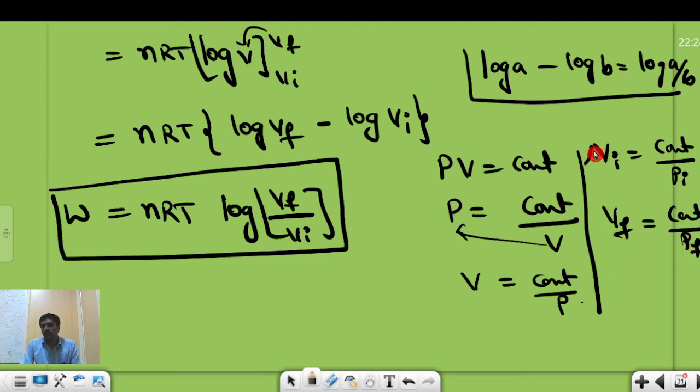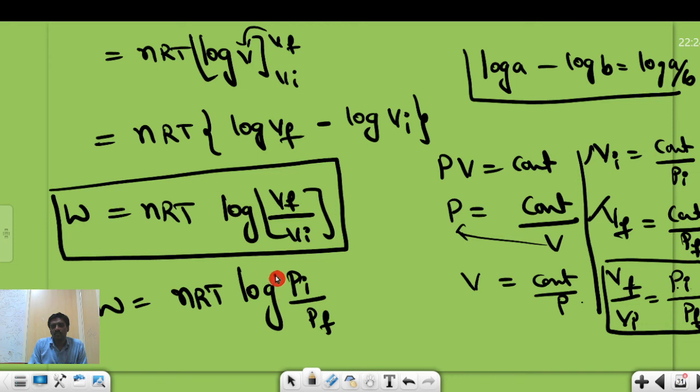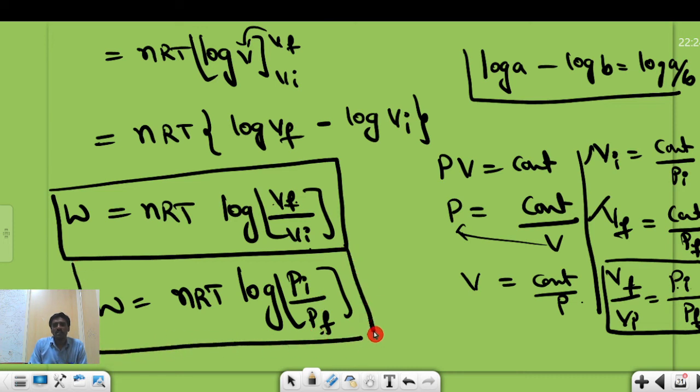That means with the help of these two equations, V final divided by V initial is equal to P initial divided by P final. So with the help of this derivation, this formula can be written as nRT log of Vf. Instead of Vf, what we can write? P initial divided by P final. So Vf divided by Vi can be written as Pi divided by Pf. This is one more formula for the work done in the isothermal process.